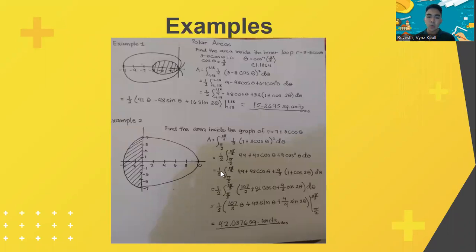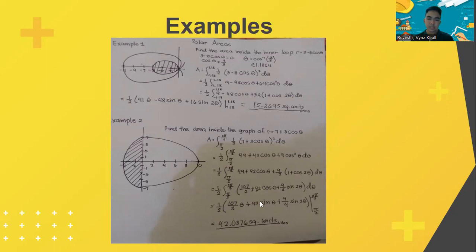So next, 1/2, just copy. 1/2 times the integral of 49 plus 42 cosine theta plus 9 over 2 times (1 plus cosine 2 theta) d theta. The limits of pi over 2 to 3 pi over 2. Then 1/2 times the integral of, we're going to expand this. So is equal to 107 over 2 plus 42 cosine theta plus 9 over 2 cosine 2 theta d theta with the limits of pi over 2 to 3 pi over 2.